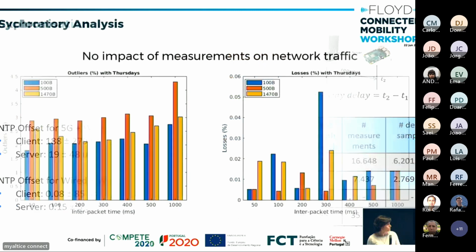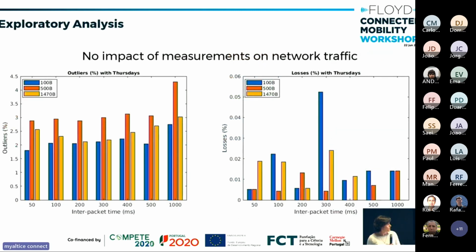So first of all, our measurements have no impact on the network traffic. You can see there is a very low rate of outliers in the measurements, and the packet losses are less than 0.0-something percent most of the time.